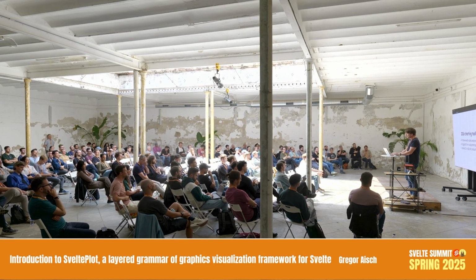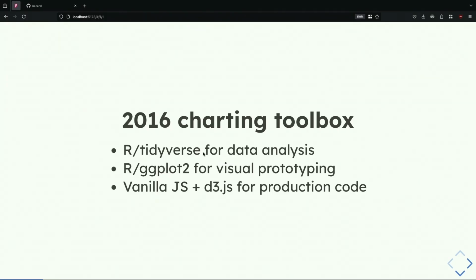And the reason is that the charting toolbox that we used by the time I left the Times was mostly using R. Some used Python for the data analysis and scraping and refinement part. ggplot for visual prototyping, so trying out ideas for charts, seeing them not just on a piece of paper, like maybe how it could be, but with the actual data, trying out different forms to see which one works, and then either going from there to a static visualization via Illustrator, or going through Vanilla.js and D3.js for production code.